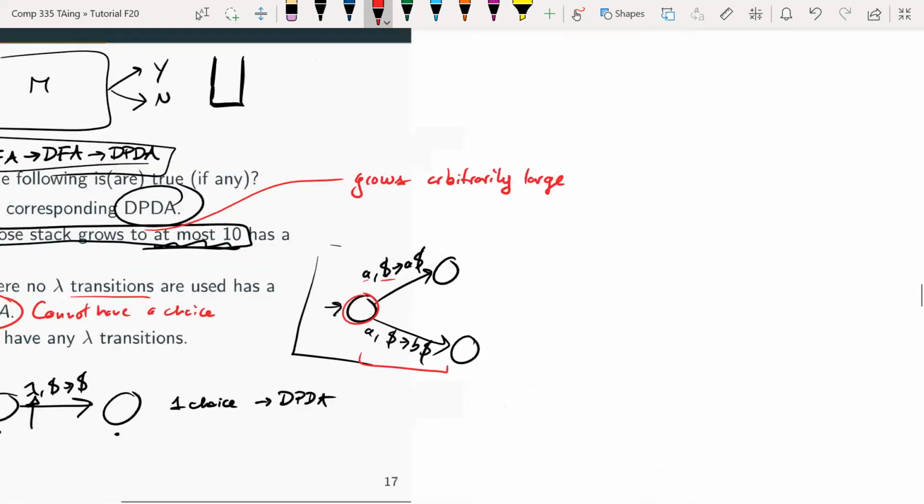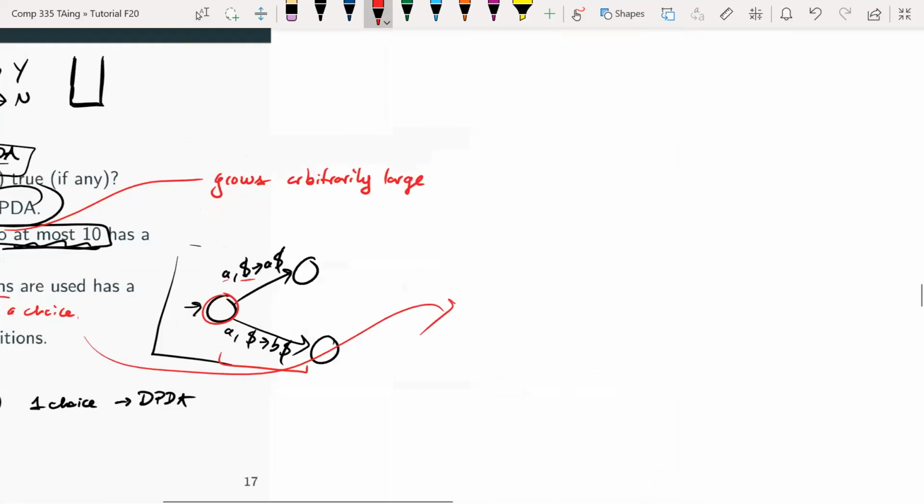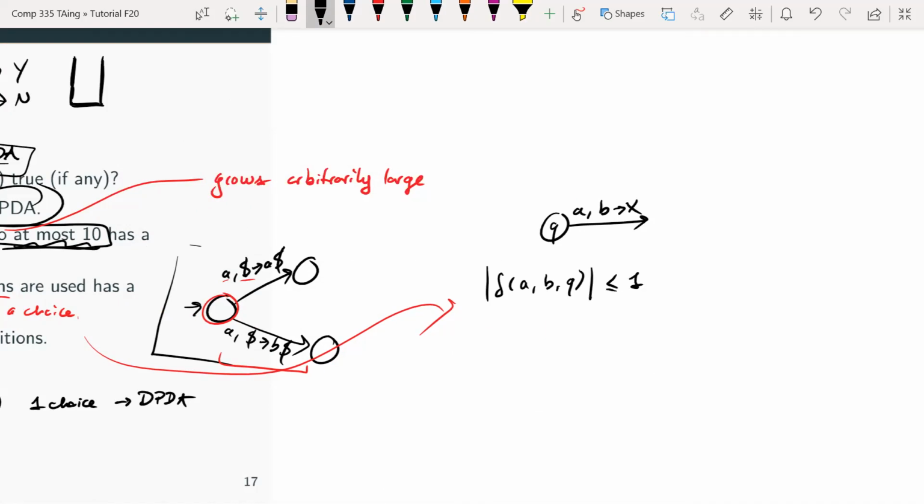But if you want the definition, then for every transition where you're reading an A, you see a B at the top of your stack, and you go to P, let's say you're at Q. Then the size of this set has to be at most 1, basically. So you can't have another transition that does something like this, giving you two different choices.